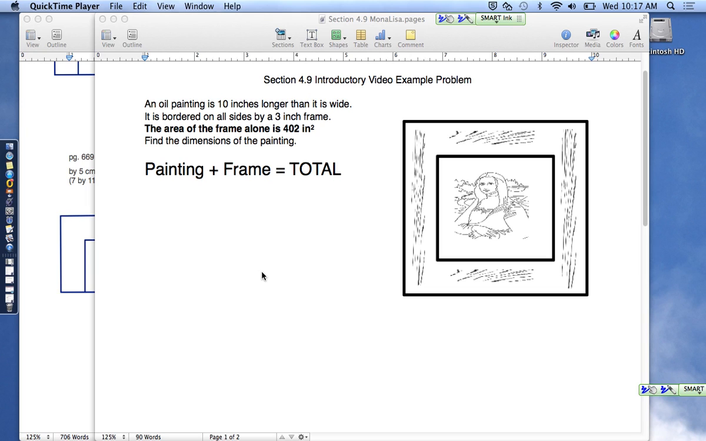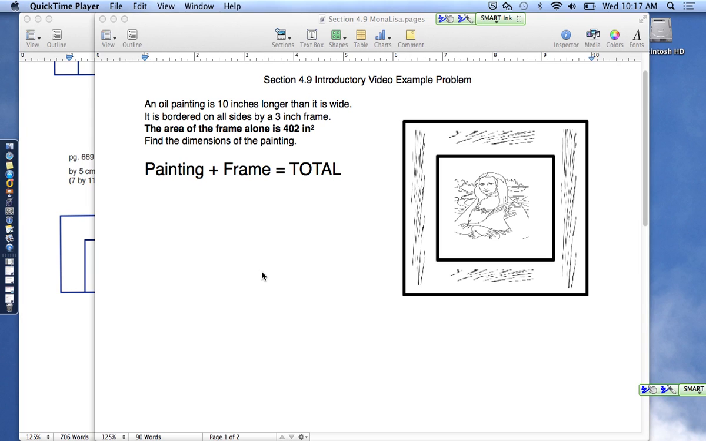total. And in this particular problem, an oil painting is 10 inches longer than it is wide. It is bordered on all sides by a 3-inch frame. The area of the frame alone is 402 square inches. Find the dimensions of the painting. So look at the sketch and let's mark up our dimensions.